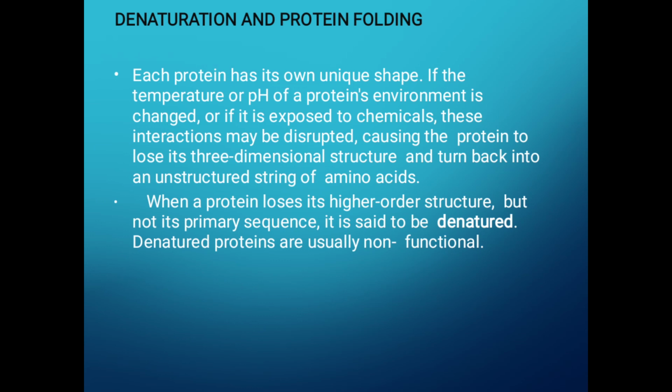When a protein loses its higher order structure but not its primary sequence, it is said to be denatured. So what is the meaning of denatured? The protein lost its higher order structure but not its primary sequence. That is called denatured. Denatured proteins are usually non-functional. So this is the denaturation of proteins.